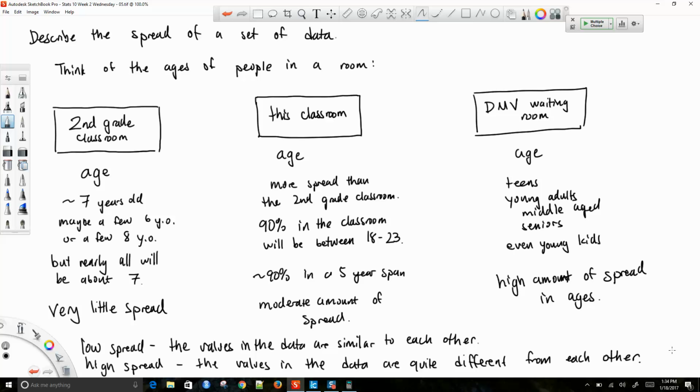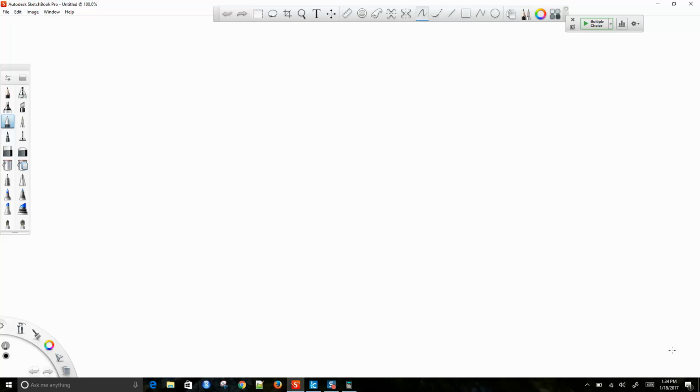Rather than just saying lots of spread and little spread, we can say, oh, the standard deviation is 5, the standard deviation is 25, or 100, or something. And that will give us an idea of how much spread exists in our data. It assigns a number to the amount of spread. That's the big picture and important concept behind the standard deviation.